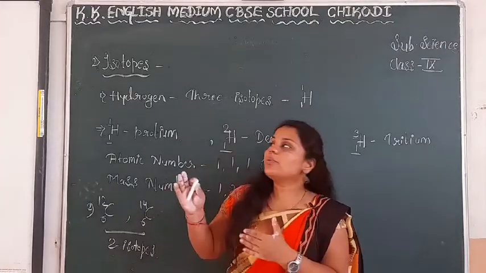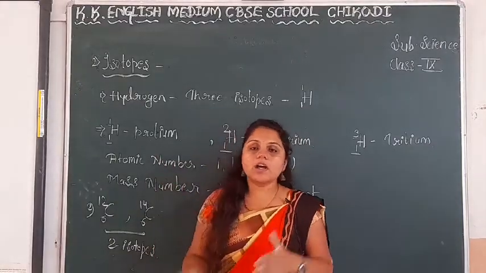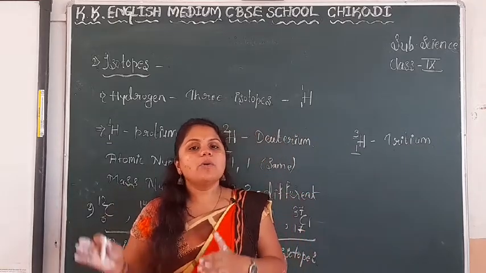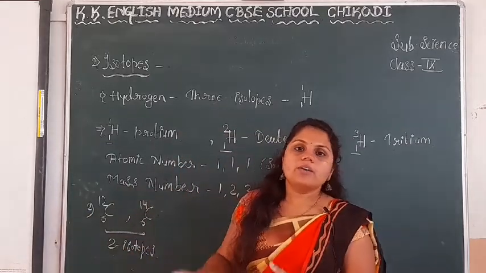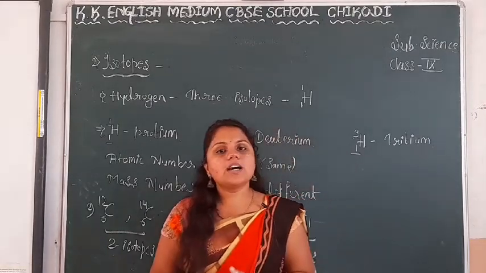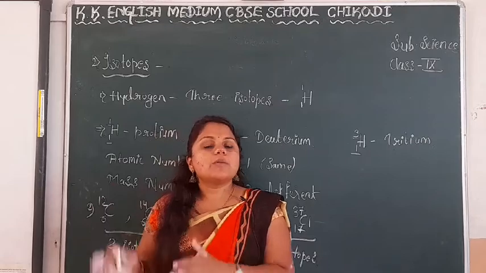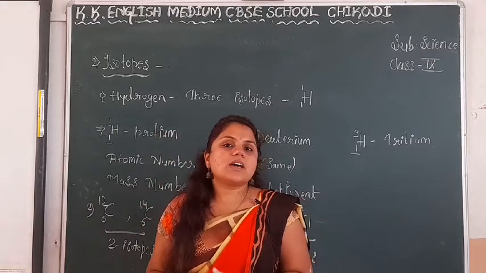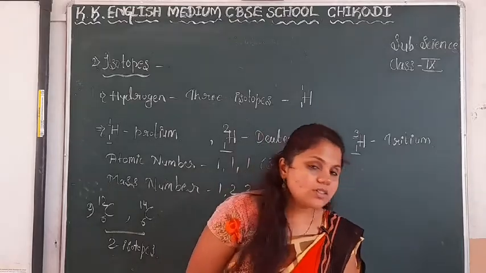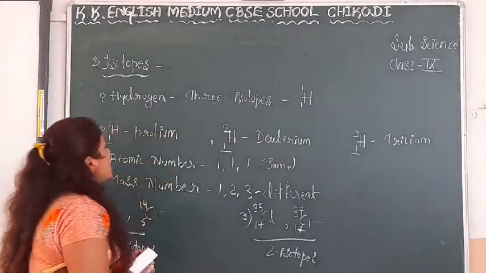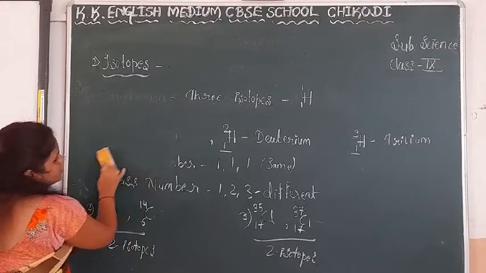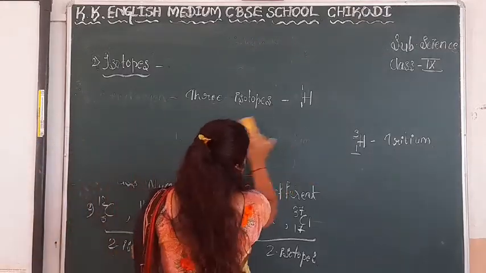So how are you going to define these isotopes? Isotope is nothing but having the same atomic number with different mass number. It has similar chemical properties, but different physical properties. Okay, so we are going to define the isotopes. I hope you have taken the examples about the isotopes.